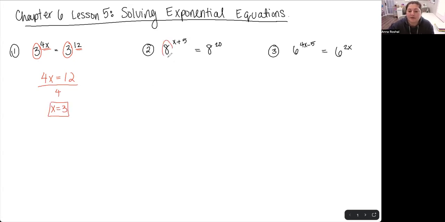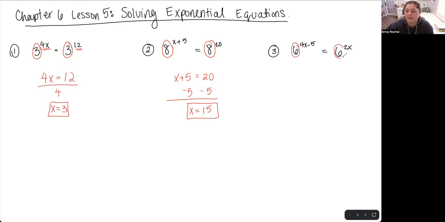Same business here. We've got the same bases, so we're going to compare x plus 5 and 20. We're going to subtract 5 on both sides, and we're going to get x is 15. Some teachers may say you need to check the work. I would recommend checking it if it's a little bit more intense than just these kinds of problems.